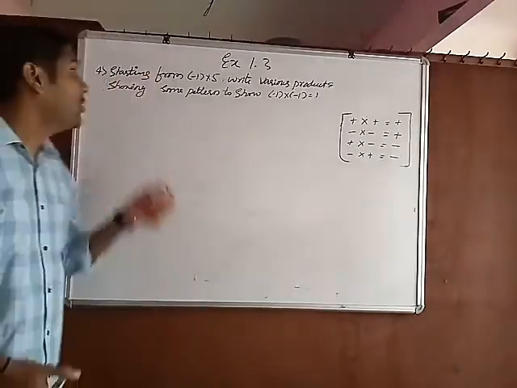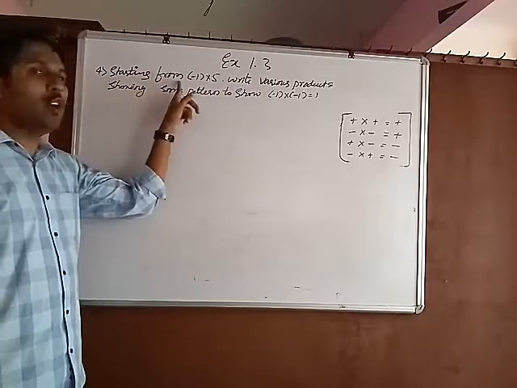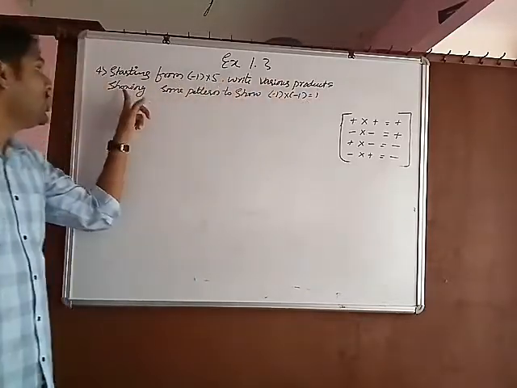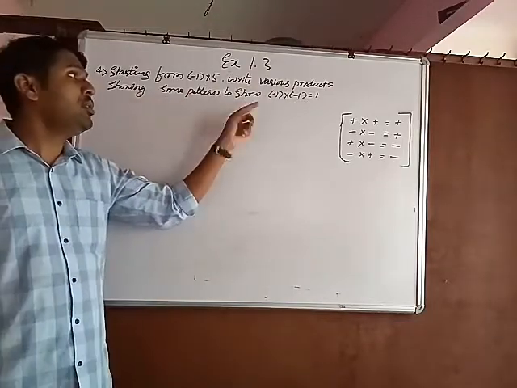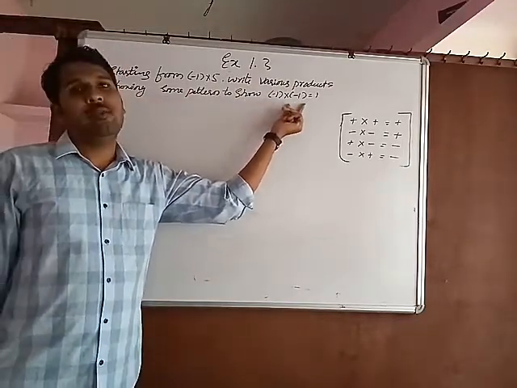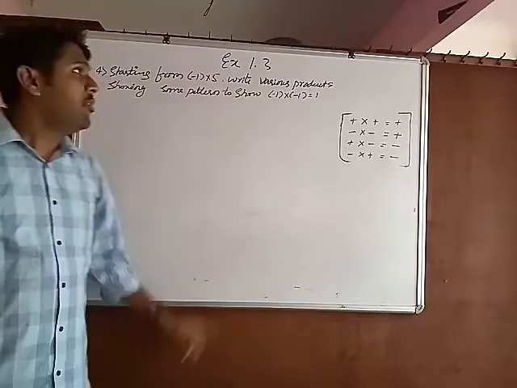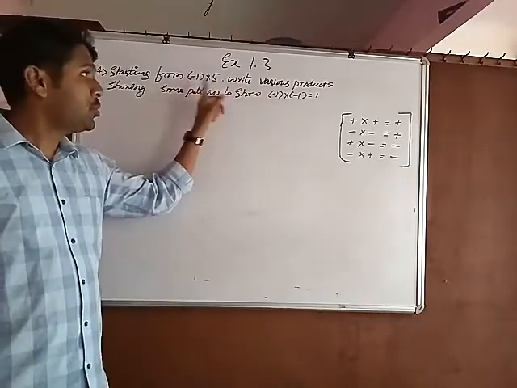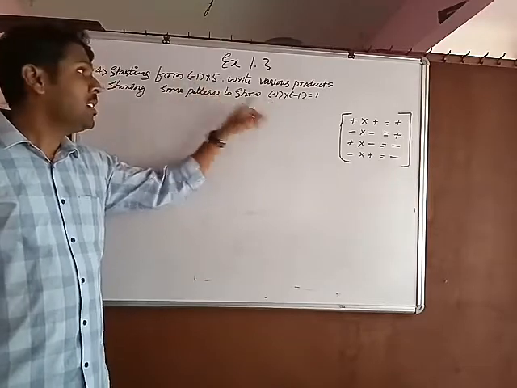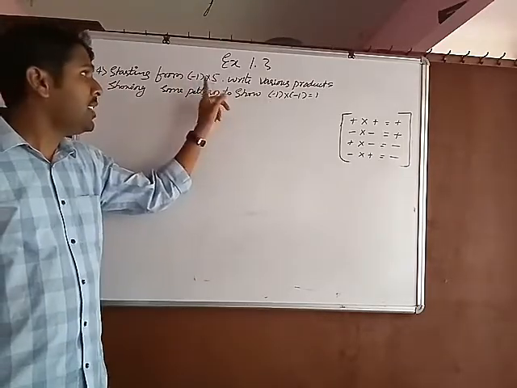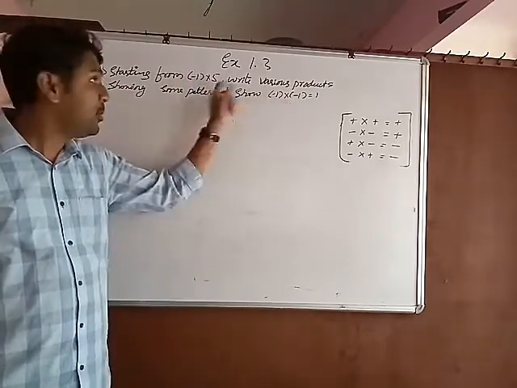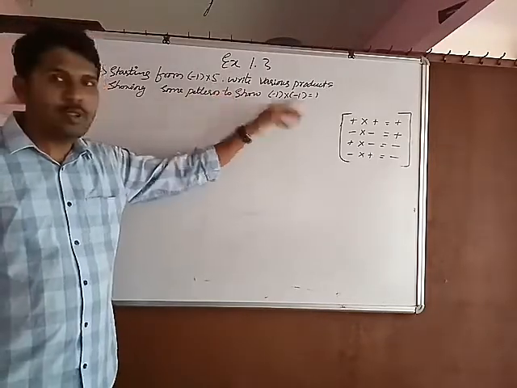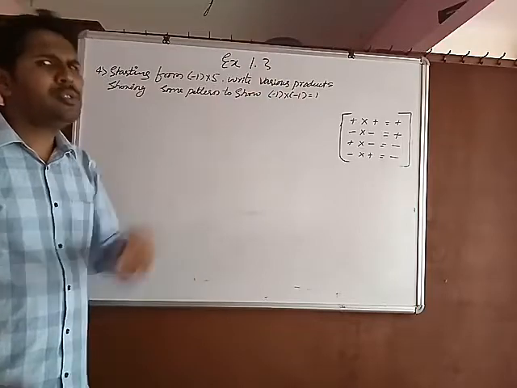So the next, fourth question is, starting from minus 1 into 5, write various products showing some pattern to show minus 1 into minus 1 equals 1. First, observe these. Is there any common thing here? Minus 1 is common. And here 5 is there, here 1 is there. Observe it properly. It goes on decreasing. 5 to minus 1 goes on decreasing. So that is the way.